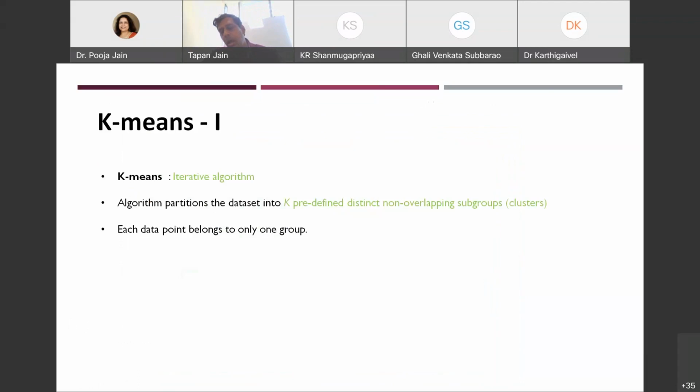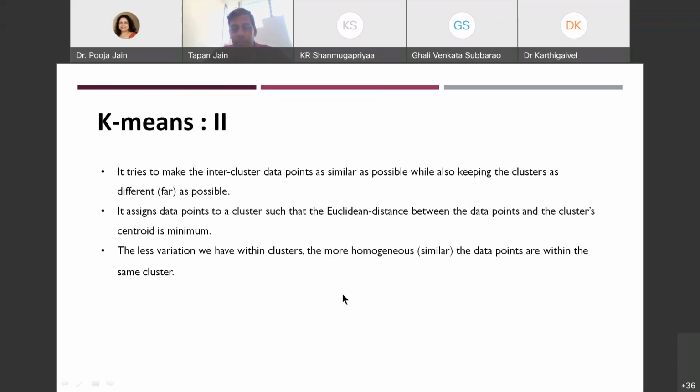Now, again, we'll start with K-means clustering. As I mentioned, every time we iterate, our labels may change, our group properties may change. So it is a kind of iterative algorithm. Now the important point is we need to define, like in KNN, the value of K initially. Similarly, in this case, we also define the number of clusters, or partitions. So we have to define the K.